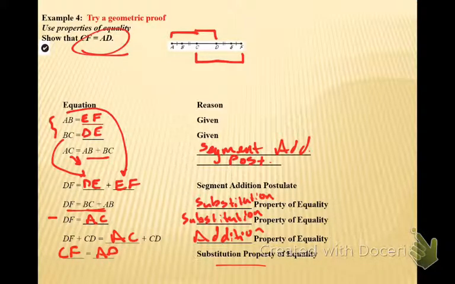Okay? So your first geometric proof, and it's a tough one, but this is the idea, where we just write statements that we know are true. Now they have to be true, and we hope that they get us where we want to go. Sometimes you're going to see it right away.